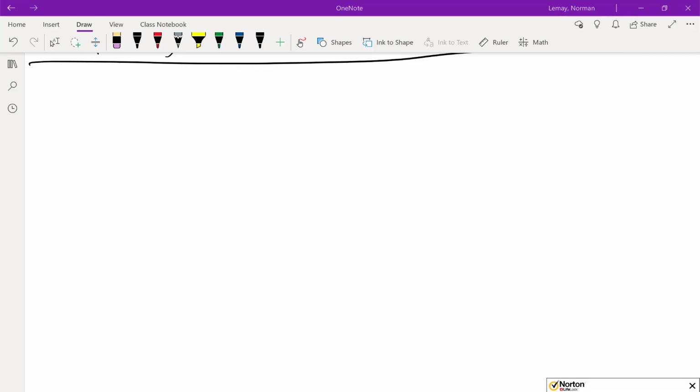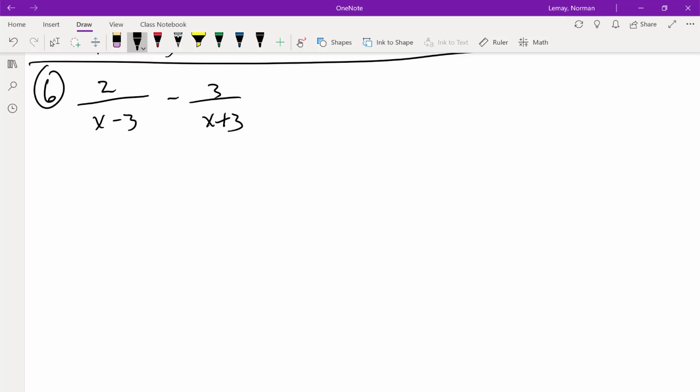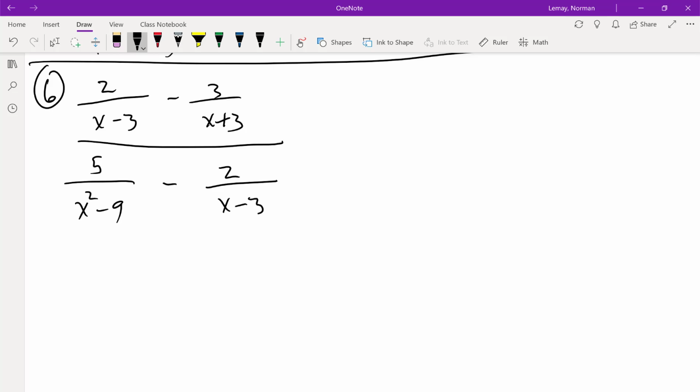All right, then, for our next example, example number 6, let's take a look at the following. So here we have 2 over x minus 3 minus 3 over x plus 3 divided by 5 over x squared minus 9 minus 2 over x minus 3. All right, this looks kind of a doozy, and it is. But let's see if we can't get her done.